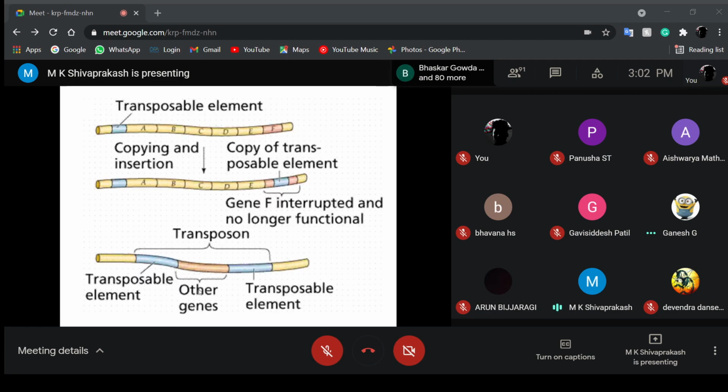How does it happen? Transposable elements are capable of attaching themselves anywhere in the whole genome, because of their ability to change their location and get themselves integrated into the genomic DNA, which is through transposase. So, copying and insertion of a copy of the transposable element. Here, the gene F is interrupted and no longer functional.